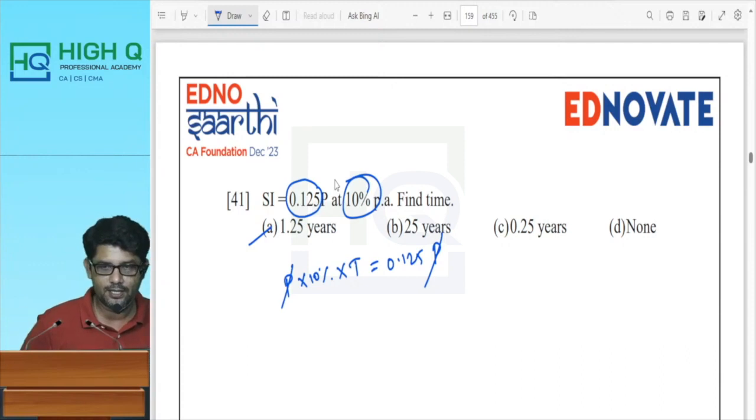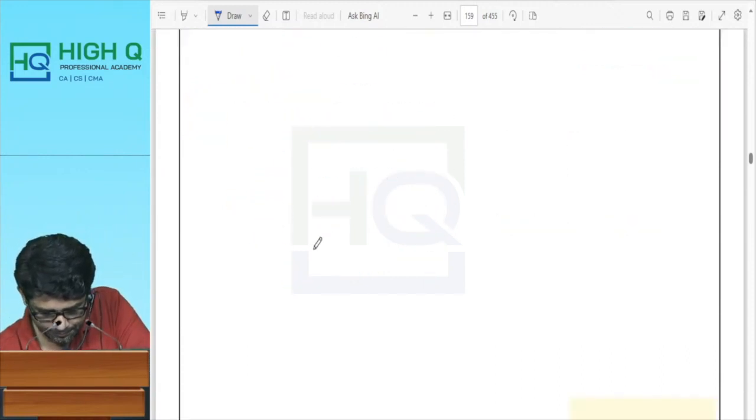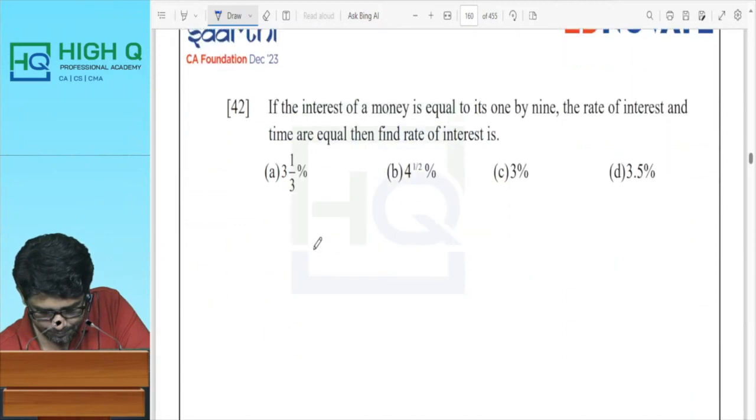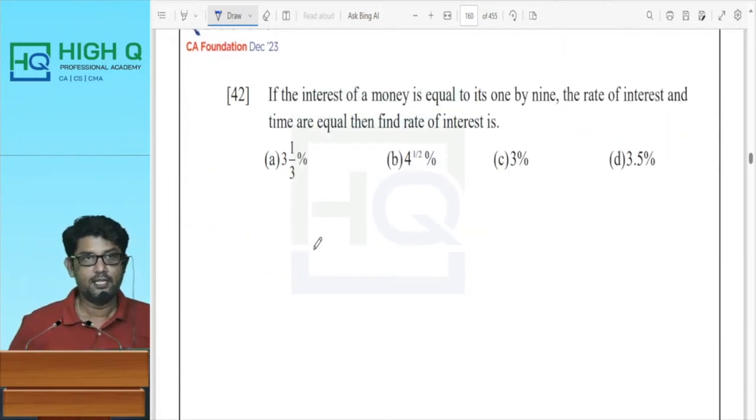Now annuity is easier than, okay, calculator. Yeah, yeah. Of course, Daniel. This one is a little tricky.